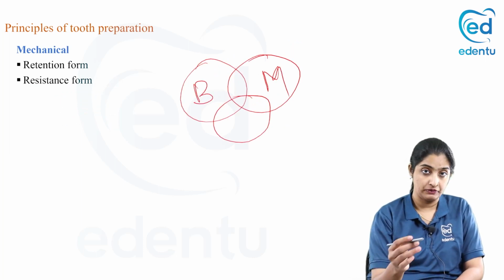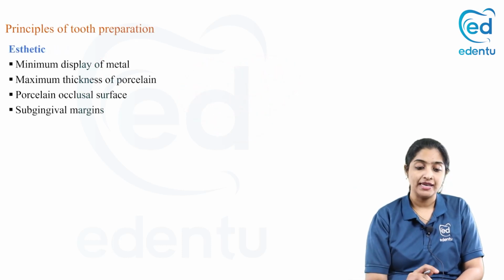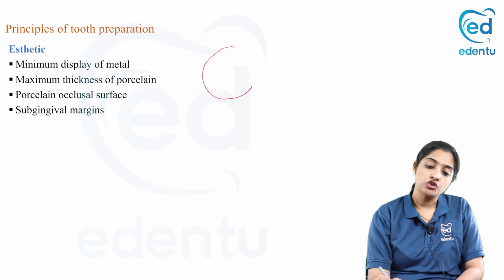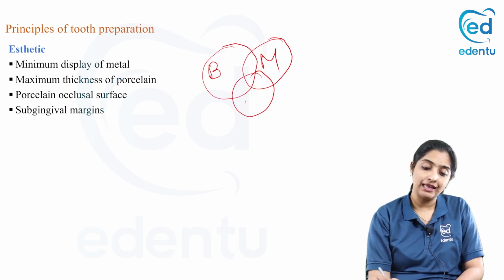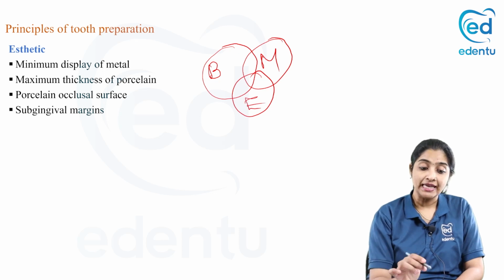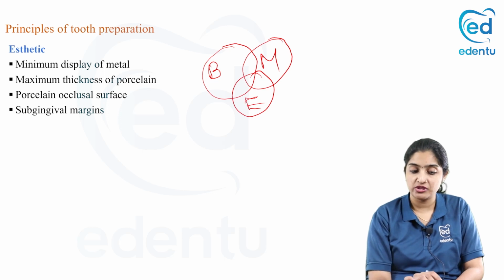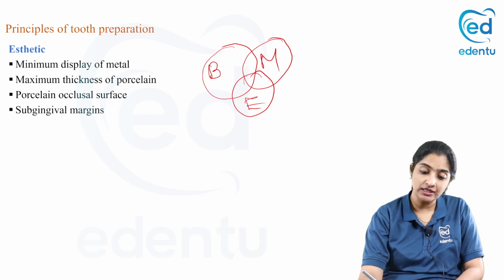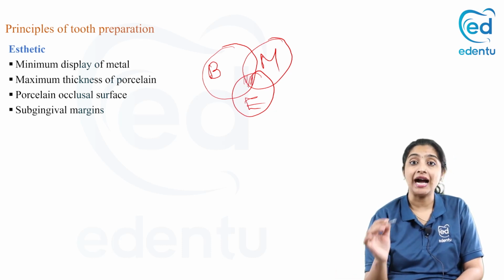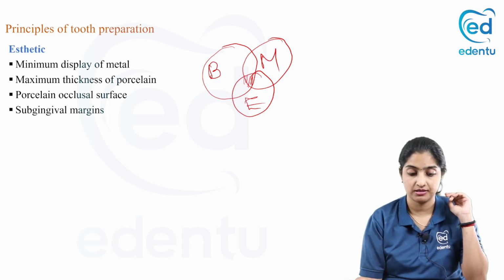Next will be the mechanical. In that, it is discussed about the retention form and the resistance form. Next is the aesthetic. So, this is the third circle: biological, mechanical and the aesthetic one. Okay. In aesthetic, you should have minimum metal display, maximum thickness of porcelain on the occlusal surface, and subgingival margins are advocated. A harmony between all these three will give you an ideal tooth preparation for a perfect prosthesis.